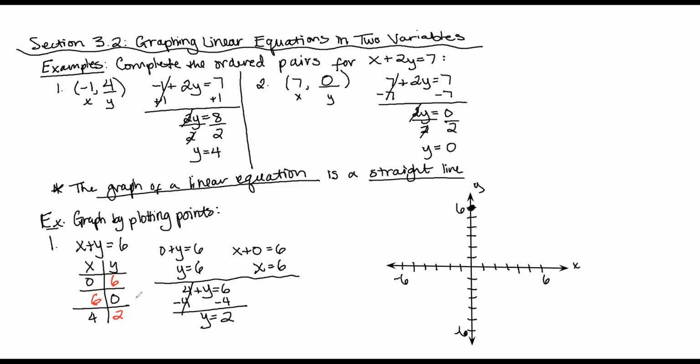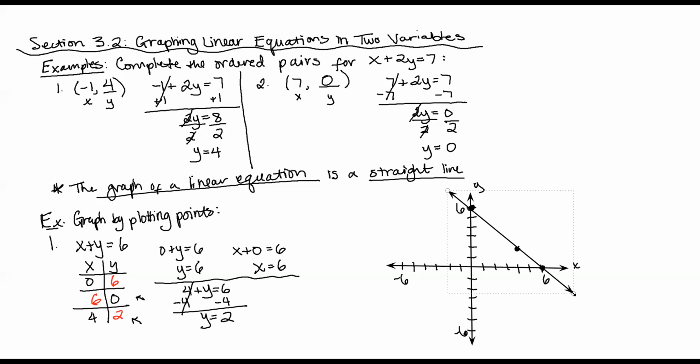The second point here means we want to go right 6, up or down 0. So right 6, up or down 0, we're right there. And then finally, this last point, 4, 2 means right 4, up 2. So right 1, 2, 3, 4, up 2, roughly goes right there. And so all of these should be in a line. And they are for the most part.